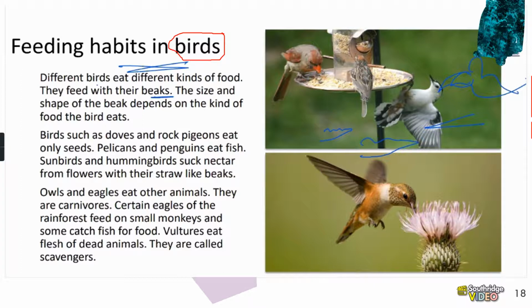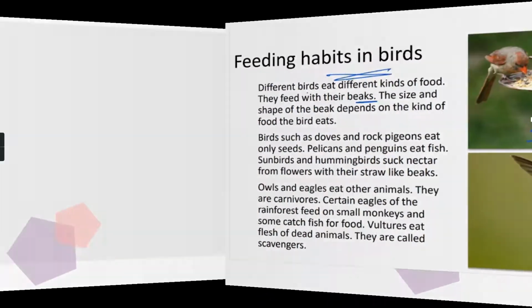Certain eagles of the rainforest feed on small monkeys and some catch fish for food. Vultures eat flesh of dead animals. They are called scavengers. So the birds which eat flesh of animals which are already dead are known as scavengers.